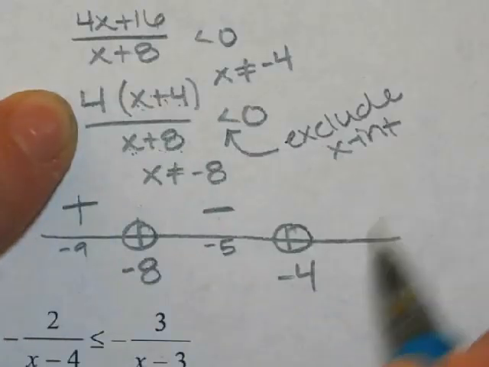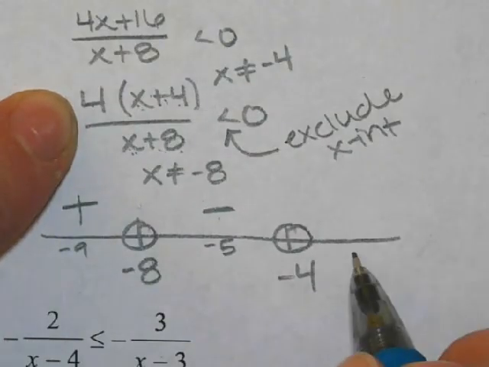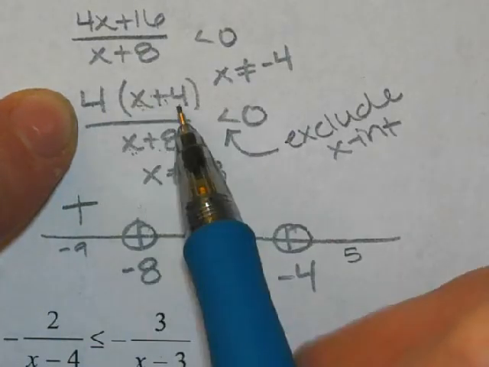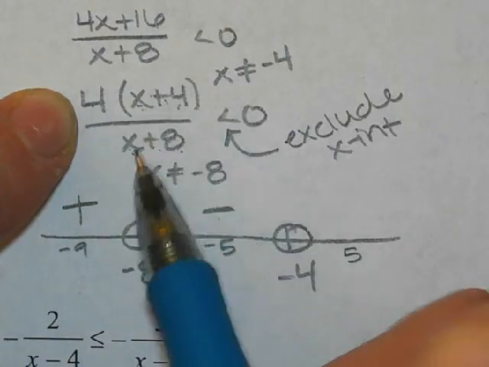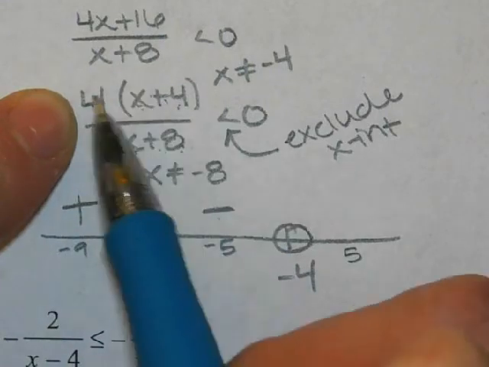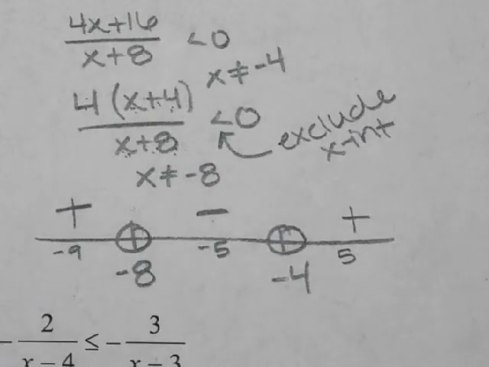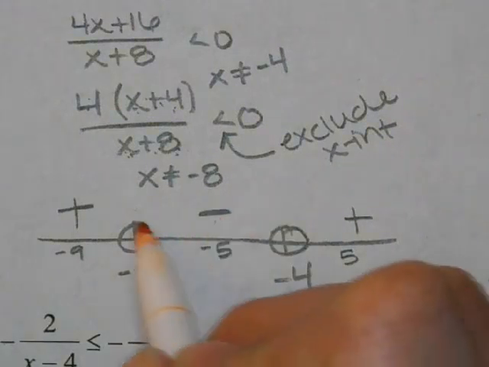And then bigger than negative 4, 5. Sure. 5 plus 4, 5 plus 8. So we have a positive, positive, positive. All right. And we use the middle because, again, we have an inequality that says less than 0, which means we use the negative.